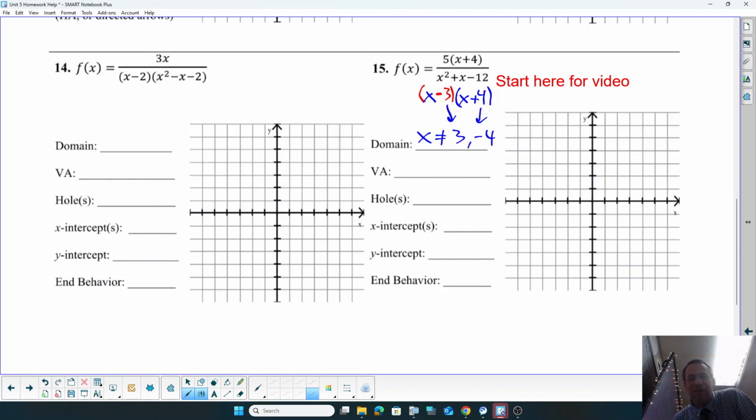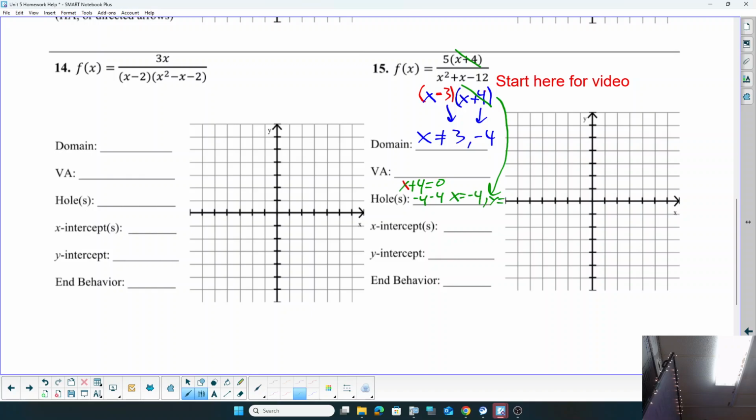That was really good, right? So the thing that cancels on the top and the bottom is called the hole. So we have an x plus 4 and an x plus 4 that cancel. So that's called the hole. So we have x plus 4, set that equal to 0, minus 4 to the other side. So x equals negative 4 is the hole.